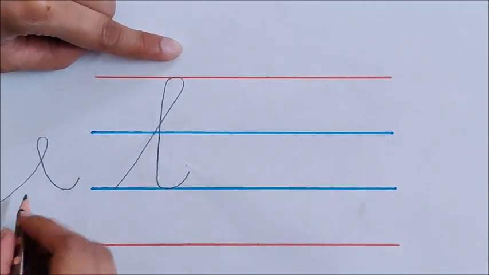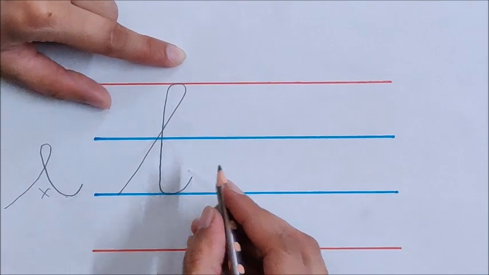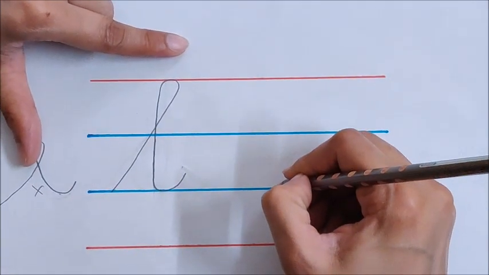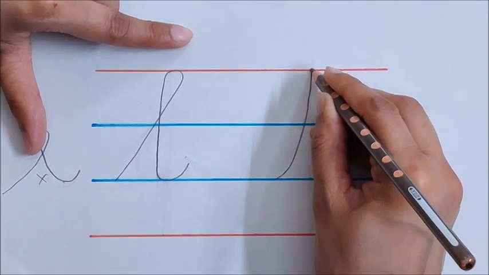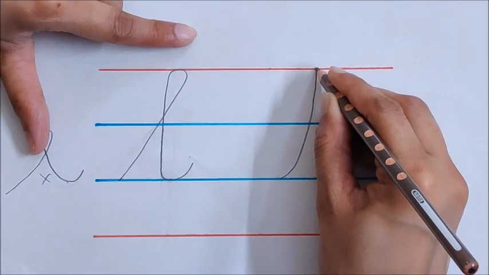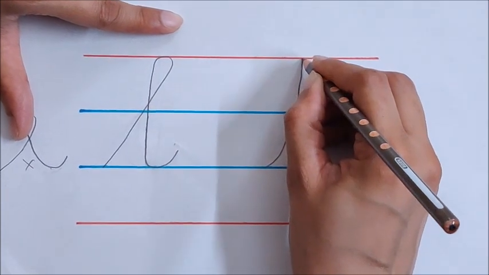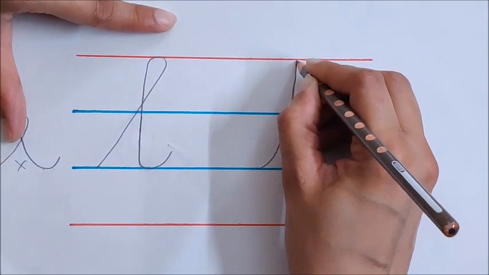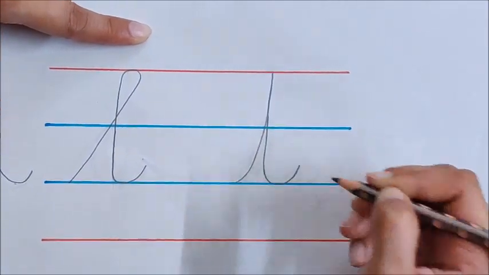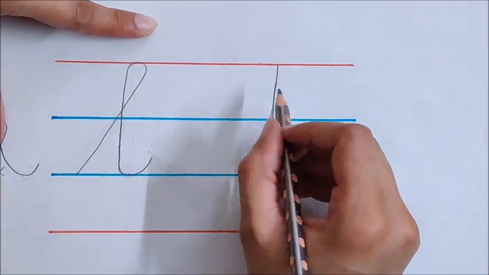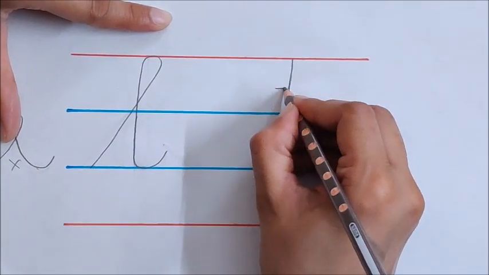This is wrong. It should be straight like number one and then a little up. L. Now how to write T? Go up, touch the red line and just like for letter L, I told you that it has to come down straight. So you have to bring it straight, just like number one. Come back on the same line, touch the lower blue line and turn. Now you have to make a small dash between the red and blue line.